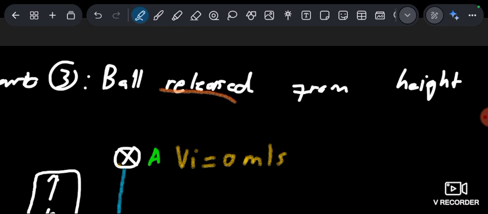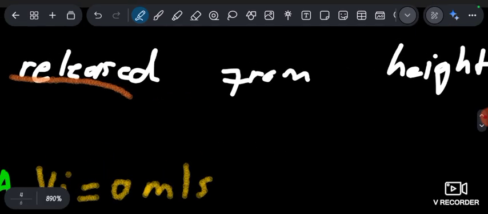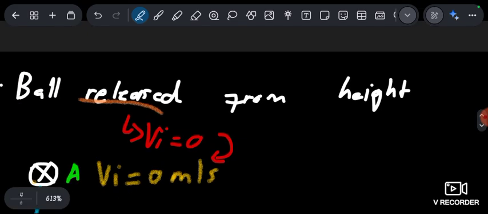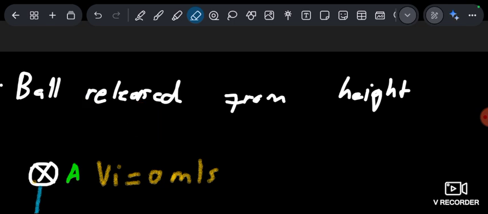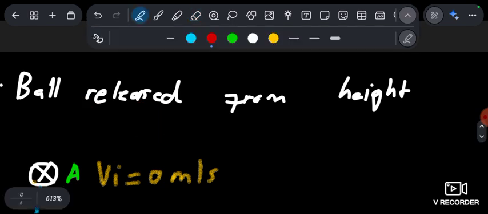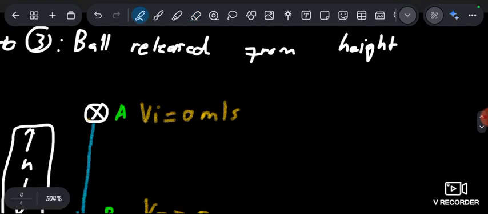But when a ball is released, it means that there is no initial velocity. Its initial velocity is 0. This is what I say over here, so there's no need for me to say it again. Let me change the color. I don't like the red. Of course, let's continue.